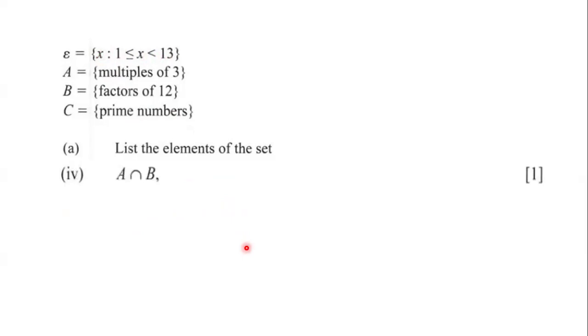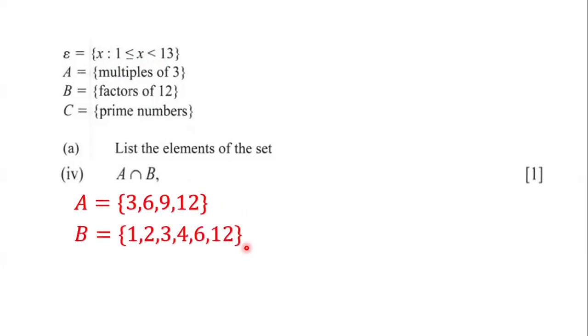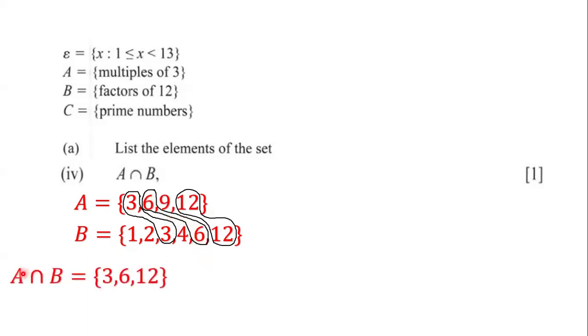Okay, now we need to list the elements of A intersect B. A intersect B is going to be all of the elements in which A and B have in common. So we have A listed, we have B listed, and they have 3 in common and 12 in common. Both 3 and 12 are inside A and B, and 6 is also inside A and B as well. So the set A intersect B is equal to 3, 6, and 12.